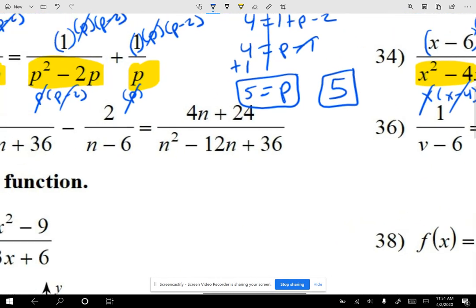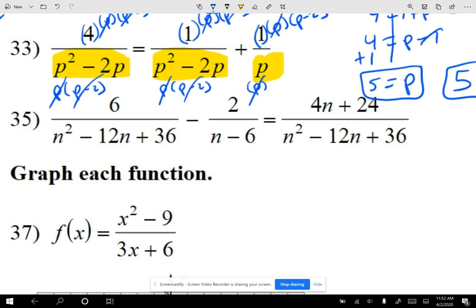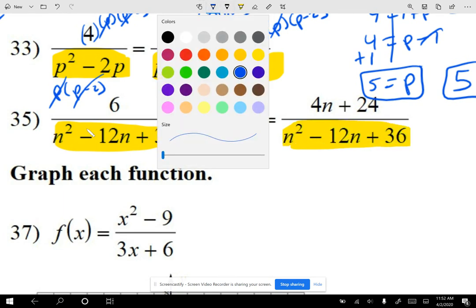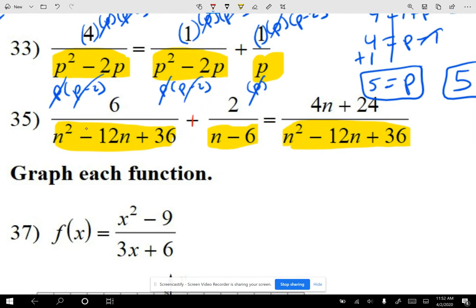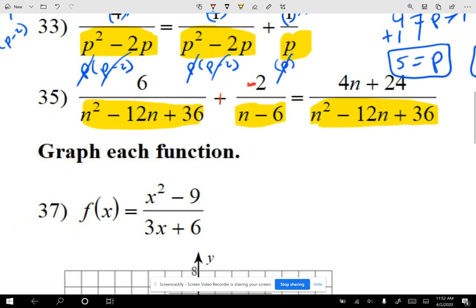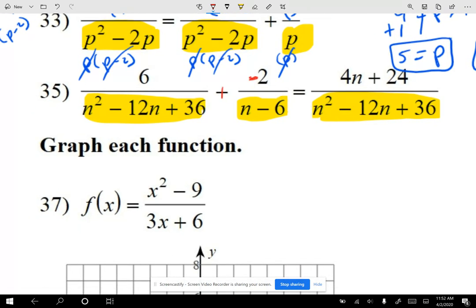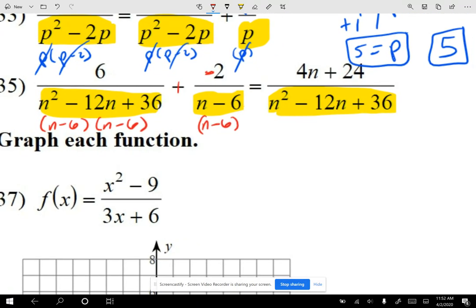All right, let's take a look at question number 35. My mind is only on the denominators. Also, I see there's a minus in between the fractions. Let me change that to plus and distribute the negative to the fraction that comes right after. So I'm looking at my first denominator. Two numbers that multiplied equal 36, but when I add them equal negative 12. I'm thinking negative 6 and negative 6. My second fraction's factor is just n minus 6. And for the last one, I'm going to get n minus 6 and n minus 6.